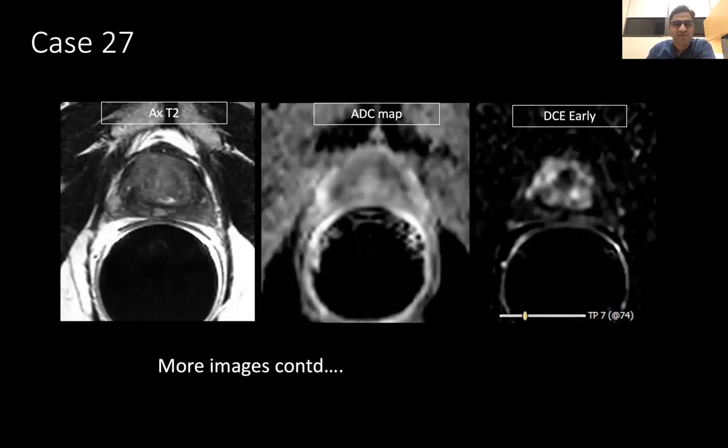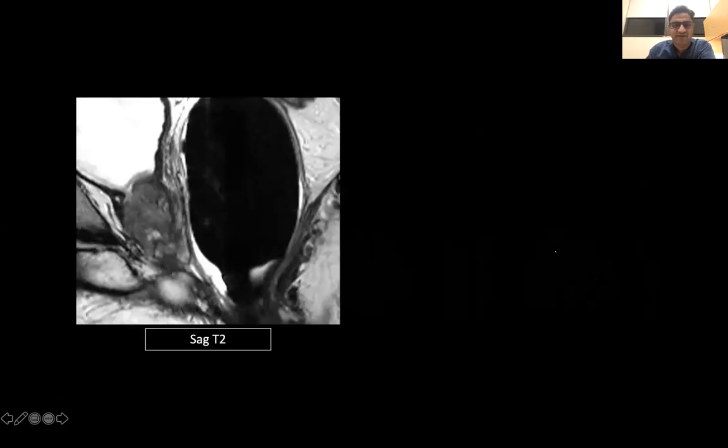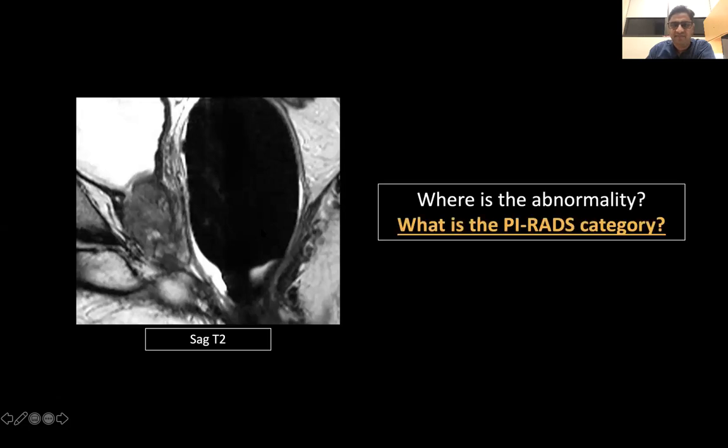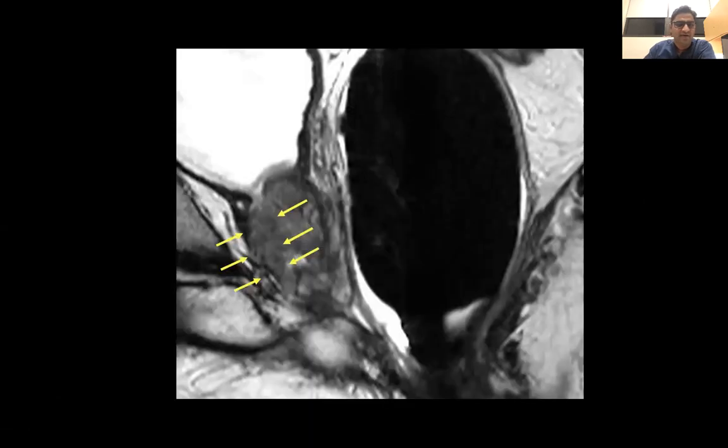And this is another patient who underwent an MRI with the endorectal coil. And here we can see that this is the T2-weighted imaging, ADC map, and this is dynamic enhancement. And this is a sagittal image over here. And so here, as we see on the sagittal image, we can clearly see that there is this hypointense mass anteriorly that's pushed and compressed by this peripheral zone.